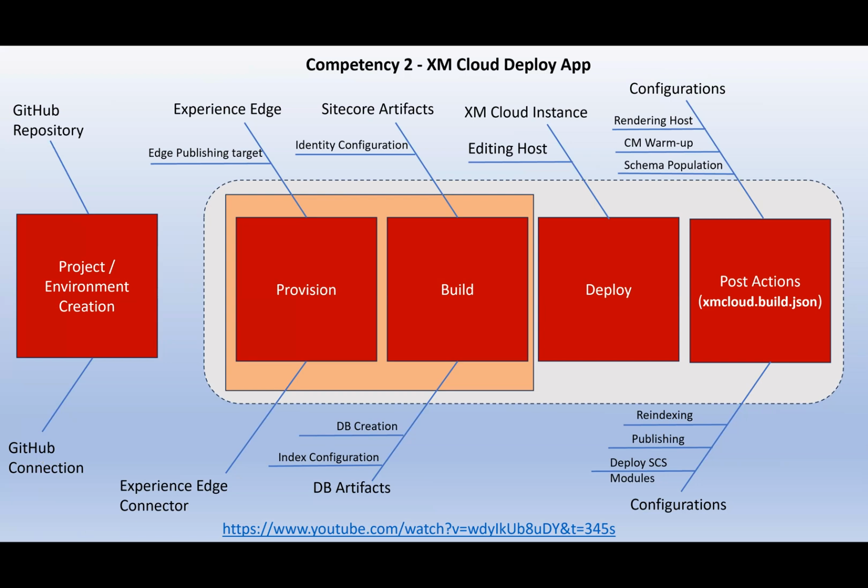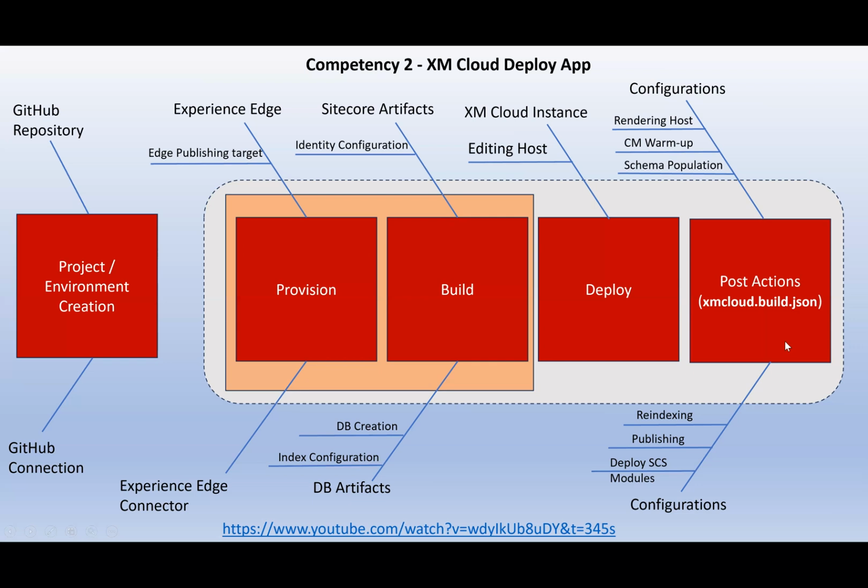That's how you allow the XM Cloud deploy app to take your code, build it, and then push it to the CM instance. And that process is this: after it picks up your code, it starts provisioning all the infrastructure, then builds the code, deploys your code, creates the editing host, and then post actions like CLI push and all that, so that the same instance has your content. So that's part of this area.